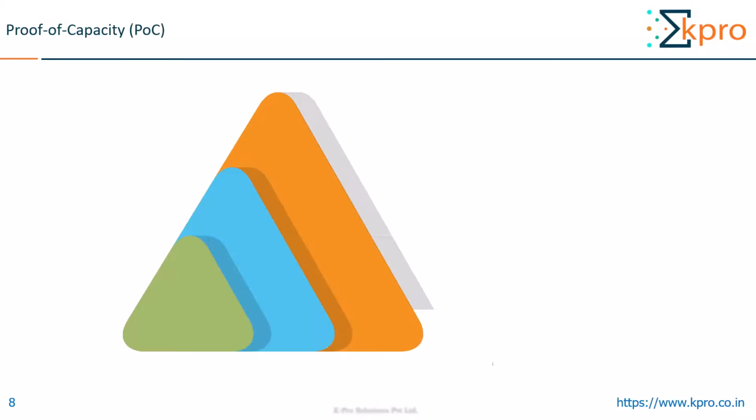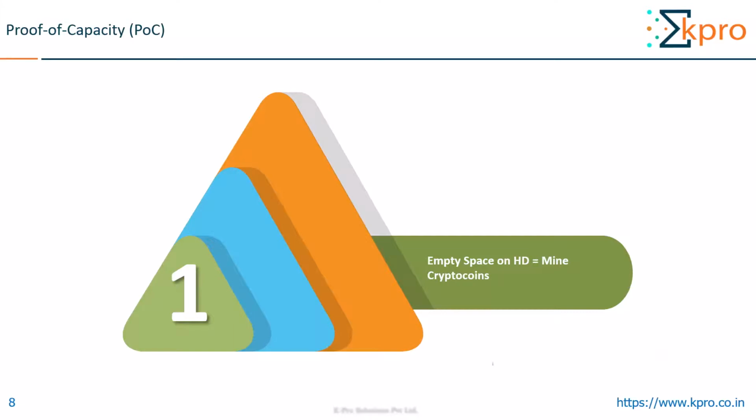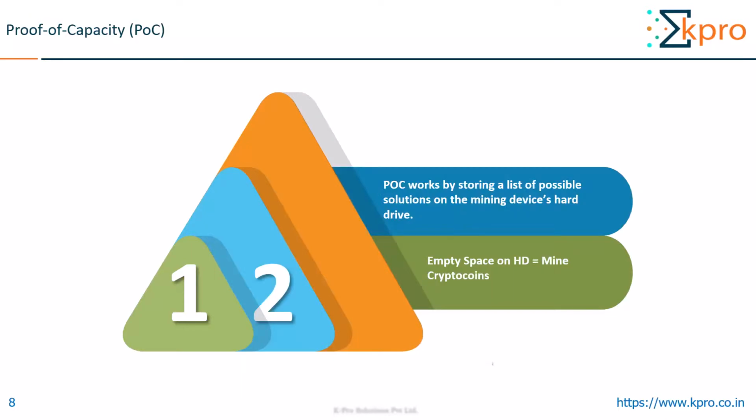Next, let us see what the proof of capacity consensus mechanism is. Proof of capacity allows the nodes on the blockchain to use empty space on their hard drive to mine the available crypto coins. Instead of repeatedly altering the numbers in the block header, that is the random value called the nonce, and repeatedly hashing for the hash value, proof of capacity works by storing a list of possible solutions on the mining device's hard drive even before the mining activity starts.